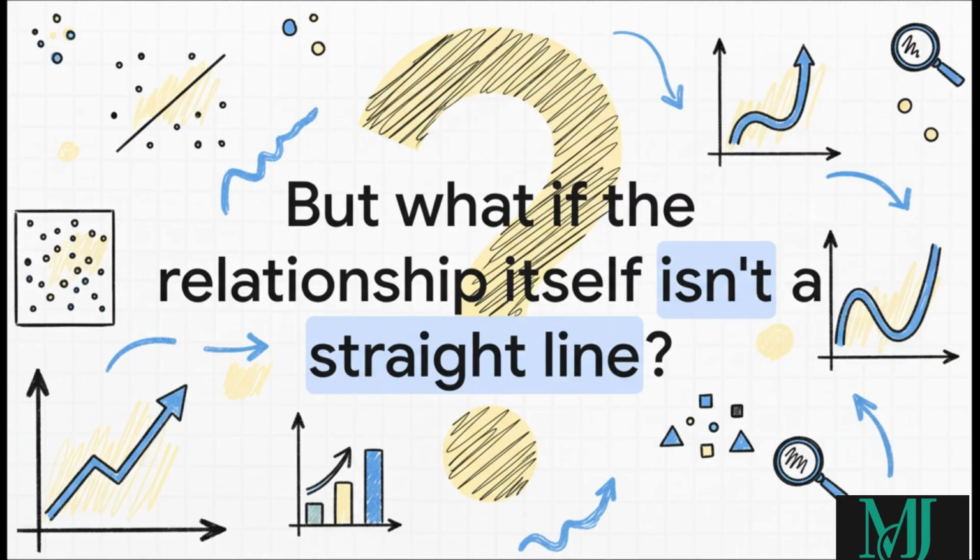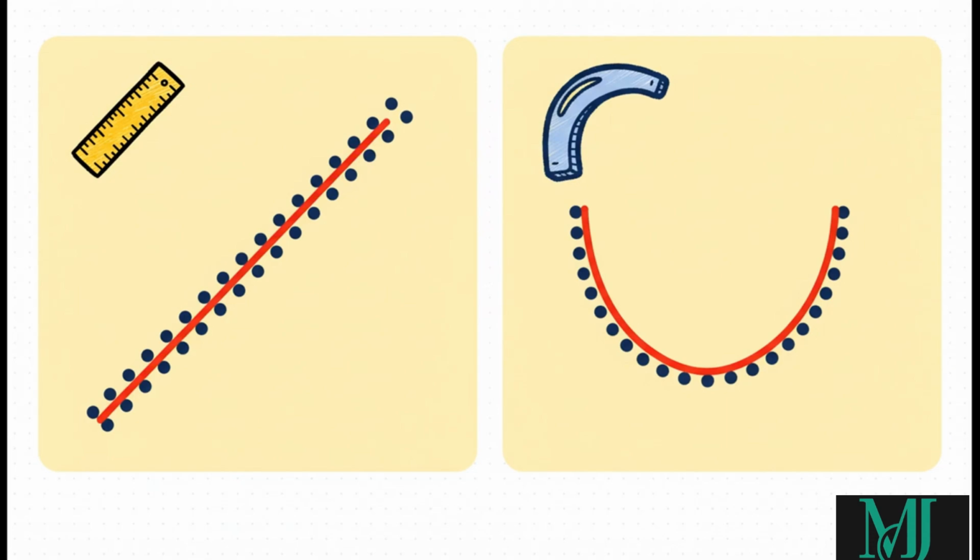But hold on, there's another wrinkle here. What if the pattern in our data isn't a straight line at all? What if it's got curves and bends? Sticking a straight line through that would be, well, a pretty terrible fit. Well, for that, we've got another tool in our belt, polynomial regression.